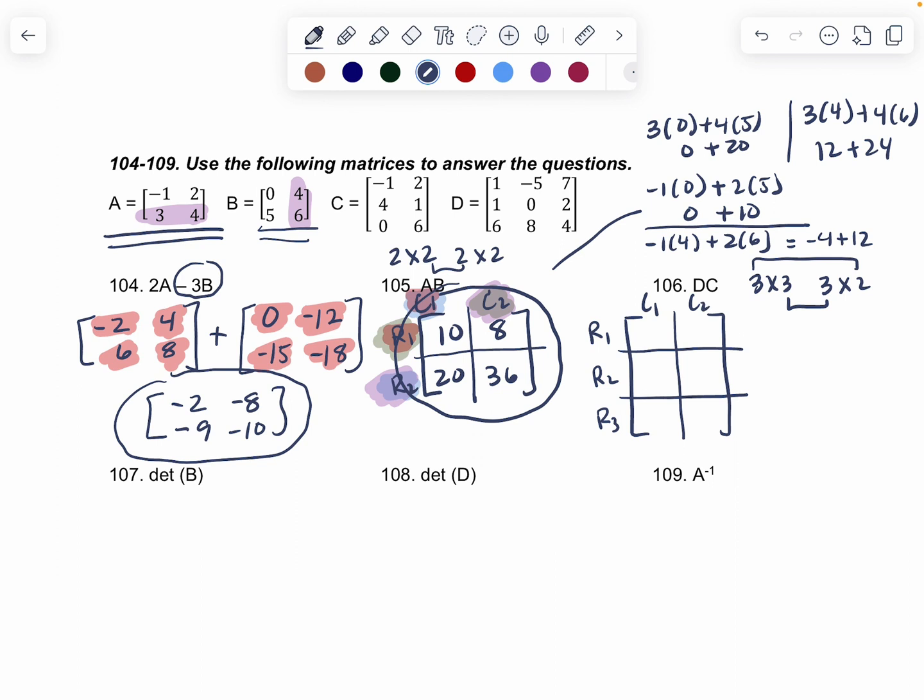Remember, you're doing D times C this time, so you want to look at D first and then C second. So for row 1, column 1, we have row 1 of D and column 1 of C. Multiplying that out, I'm going to do right here on the side, you're going to have -1 minus 20 plus 0. So that's going to be -21. Now for row 1, column 2, let's look at that one. Let's erase these.